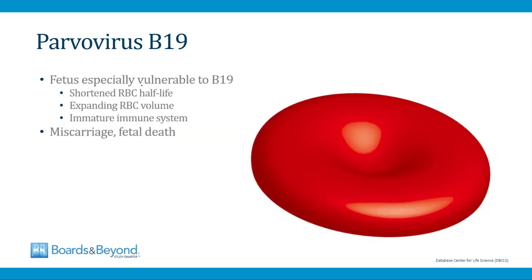The fetus is especially vulnerable to B19 for a couple of reasons. First of all, fetal red cells have a shortened half-life, and the fetus has an expanded number of red cells, so it needs to produce more. In addition, the fetal immune system is immature. So for this reason, infection of the baby with B19 can lead to severe anemia in the baby, and this can lead to miscarriage or fetal death.